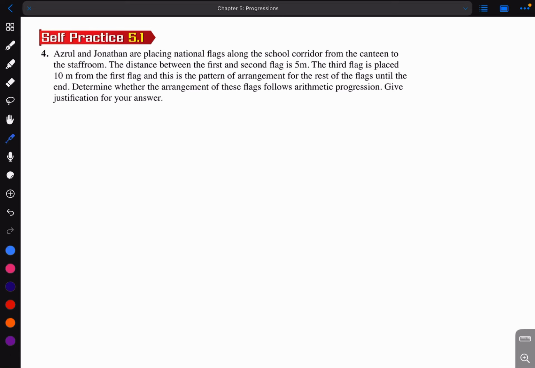Self-practice 5.1, question 4. Azrul and Jonathan are placing national flags along the school corridor from the canteen to the staff room. Okay, so let's say this is the canteen and this is the staff room. Okay, so they are placing flags along the corridor. The distance between the first and second flag is 5 meters. Okay, so let's assume the first flag is here.